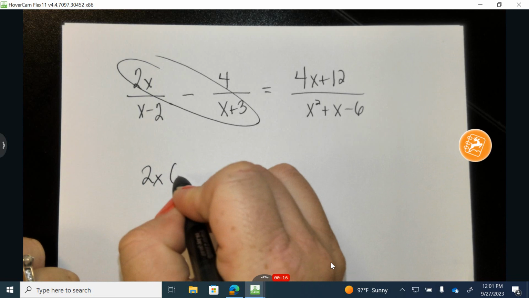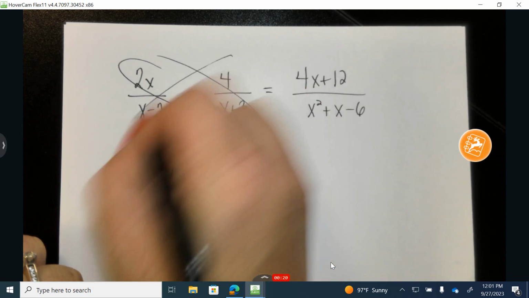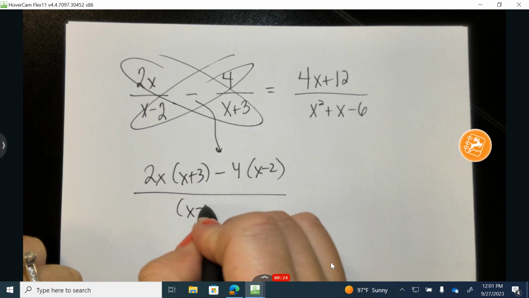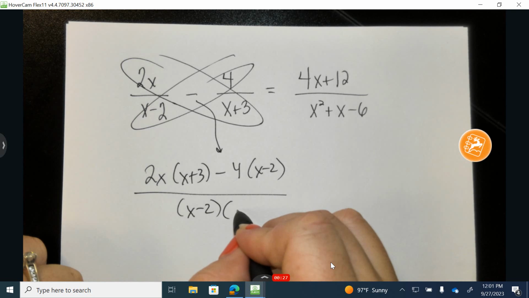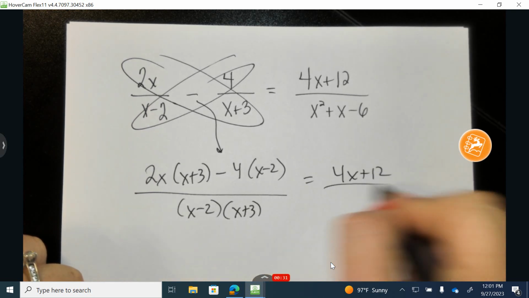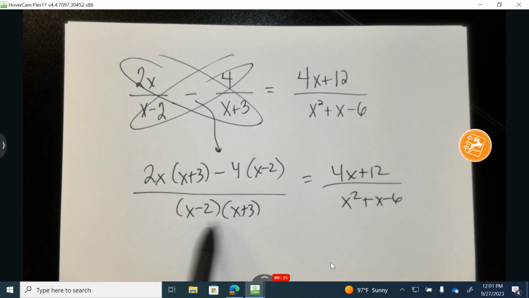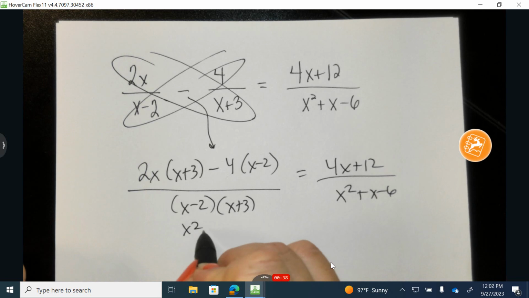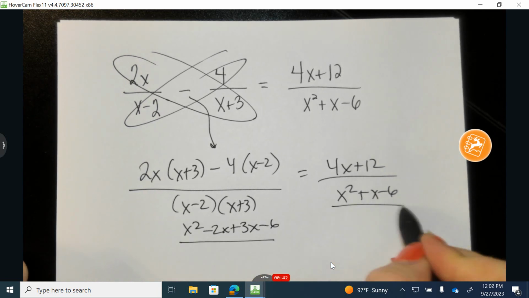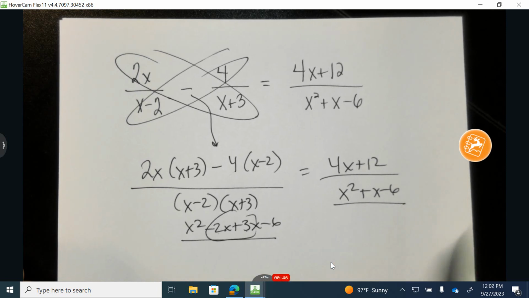So I could take 2x times x plus 3, subtract 4 times x minus 2, and I push the two denominators together, x minus 2 and x plus 3. And what I recognize is when I look at these two quantities, if I expanded this, I would get x squared minus 2x plus 3x minus 6. This is the same as this. When you combine these two middles, you end up with positive 1x.